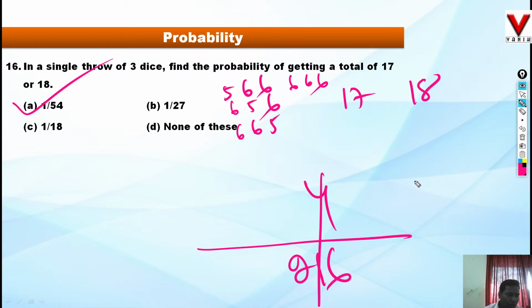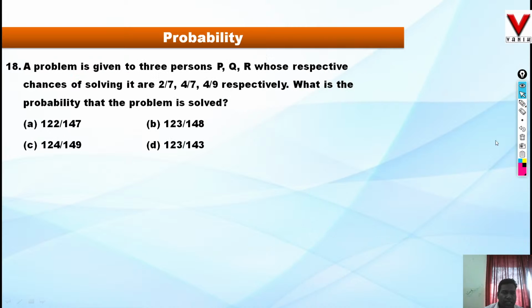Repeat question. A problem is given to 3 persons P, Q, R whose respective chances of solving are 2 by 7, 4 by 7 and 6 by 9. Not solving it is 5 by 7, 3 by 7. What is the probability that the problem is solved?